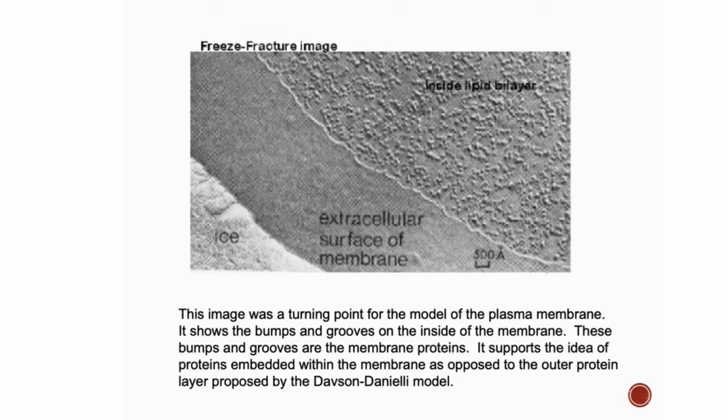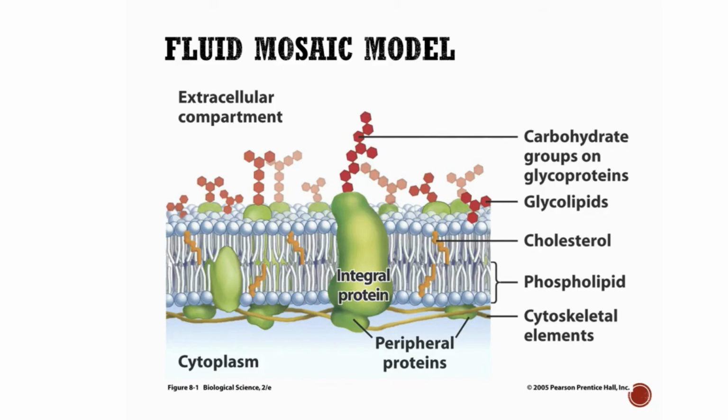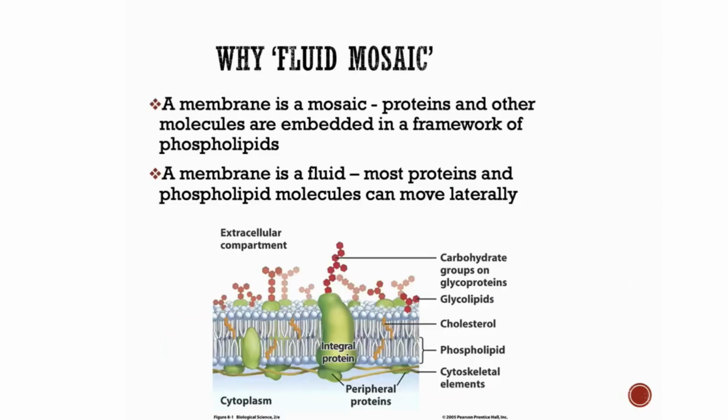So they suggested the fluid mosaic model, in which the proteins are embedded in or attached to the plasma membrane. This is how the fluid mosaic model looks. As you see, the plasma membrane is not covered with a protein layer, but proteins are embedded or attached to the plasma membrane at different sides.